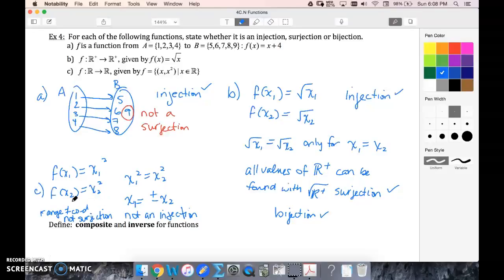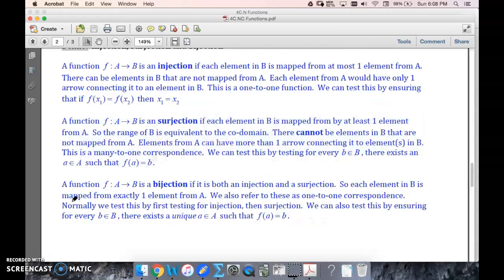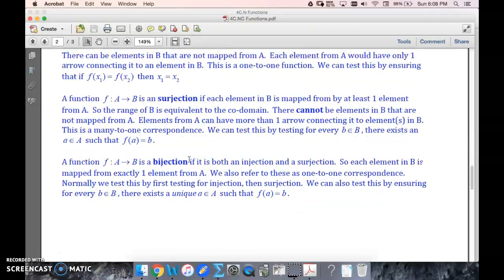All right, so let's go back to the idea of surjection and bijection. The way that we can officially test this, for every b, there must be an a such that f of a is equal to b. So that's a way to officially test it. If we have several elements in A that map to a single element in B, that's no problem.